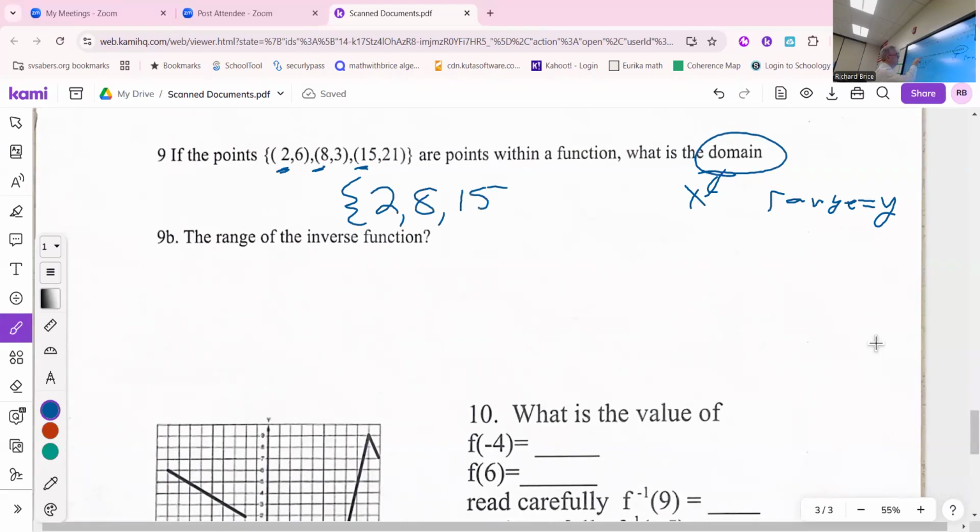If the points are points within a function, what's the domain of the inverse of the function? Or rather, what's the range of the inverse of the function? There are two ways to do it. You know the answer, you write it down. The other way, remember the inverse says switch X and Y.